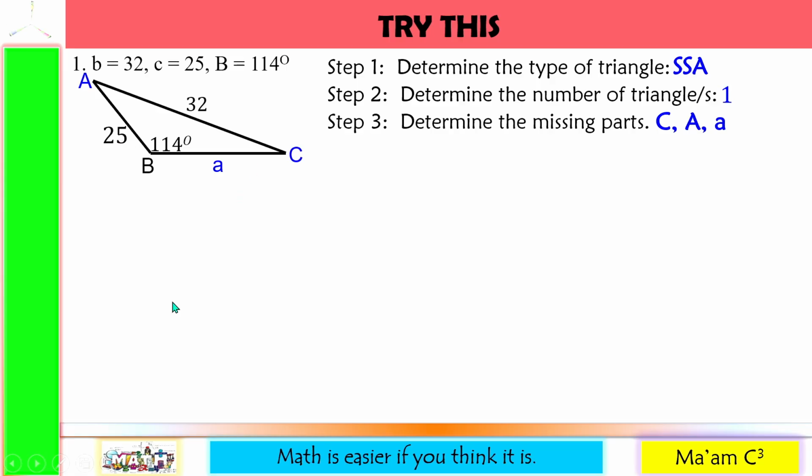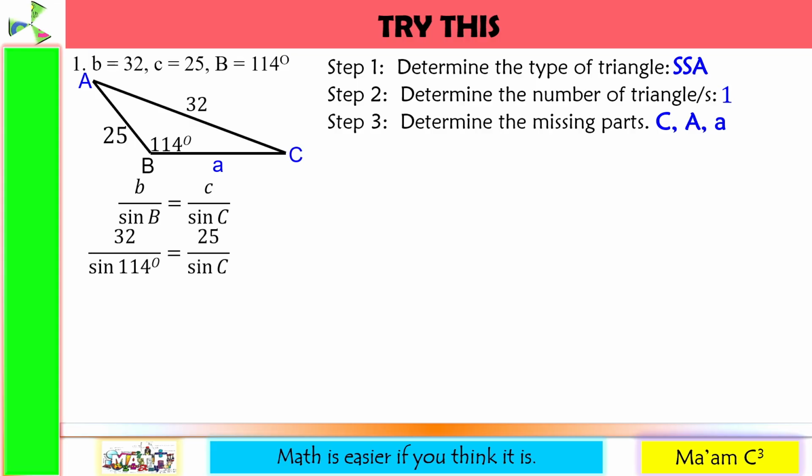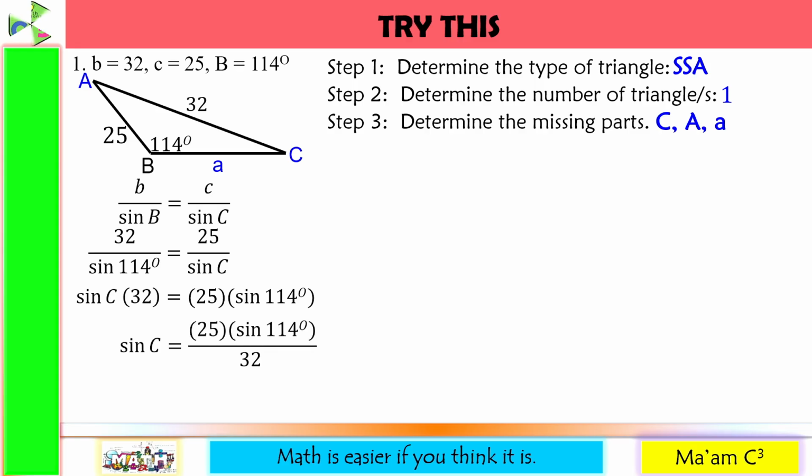So I'm going to use b over sine B equals c over sine C. Let us substitute. Side b is 32, angle B is 114, and side c is 25. Cross multiplication. Let's solve for sine C. Let us divide both sides by 32. Since I'm after the angle, I'm going to use arc sine.